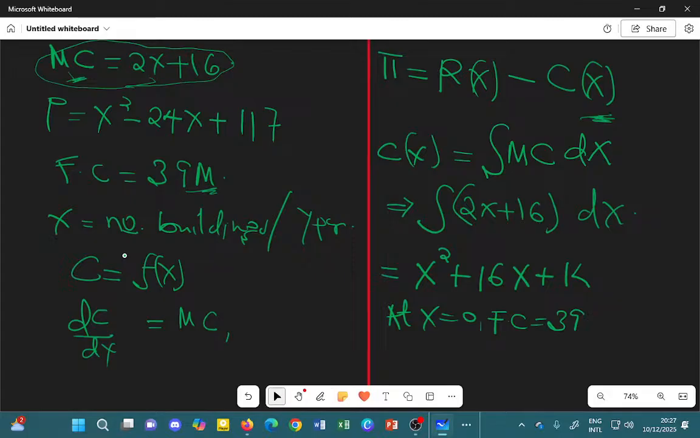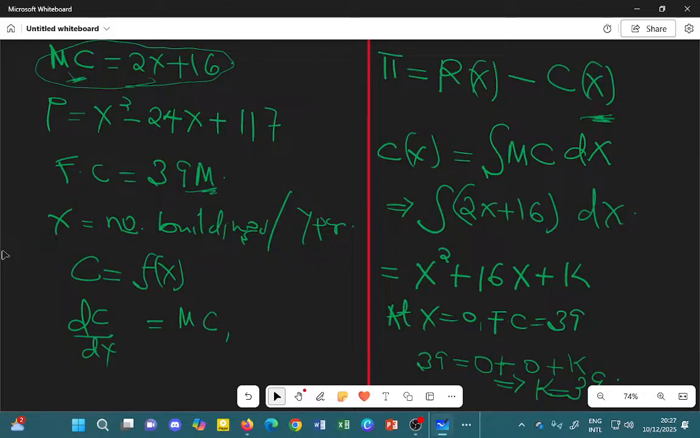So we then want to find the value of k. So we say 39 is equal to, remember x is 0, so here we just have 0 plus 16 times 0, which is just 0, plus k, implying that k is indeed 39. So the constant that we were looking for is 39.